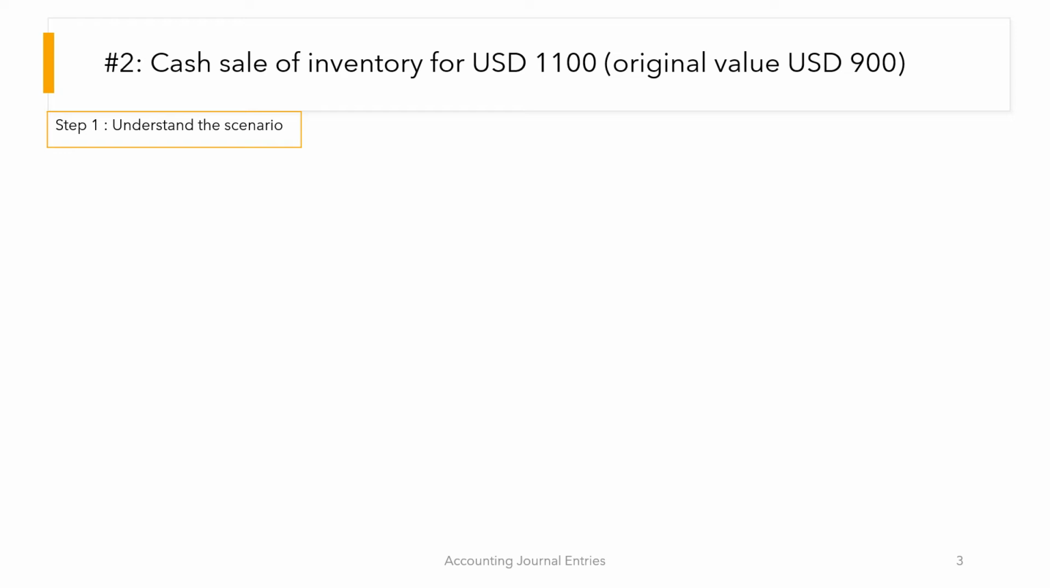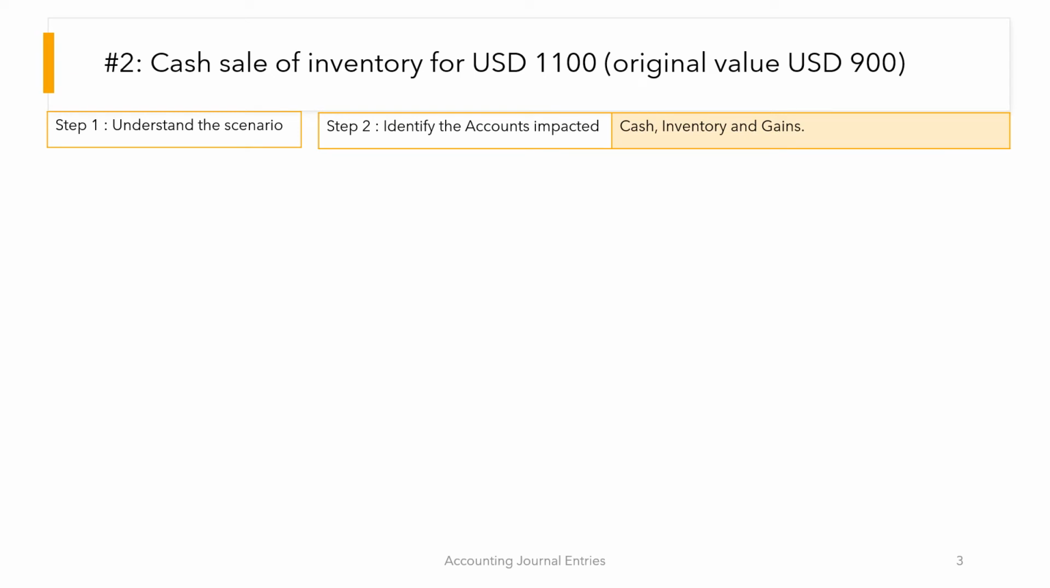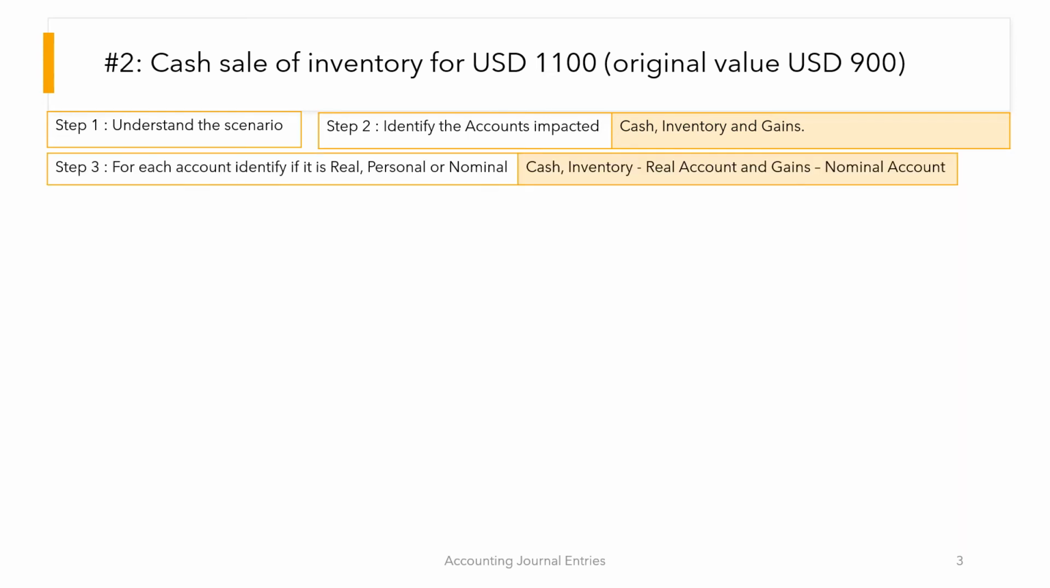That's the scenario. Step 2, identify the accounts impacted. There's a cash sale, so there's cash involved. There's inventory which is sold and there's a gain because we are selling it for more than the original value. What is step 3? Step 3 is, for each of the accounts, to identify the nature of the account, whether it is real, personal or nominal. Cash and inventory are real accounts, and gains should be considered a nominal account.